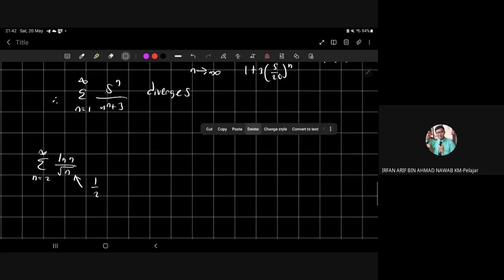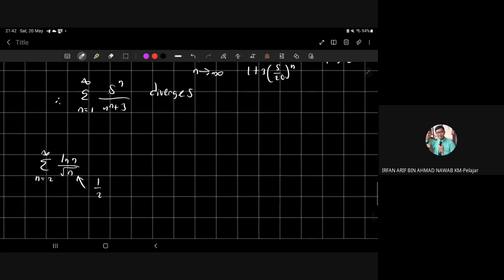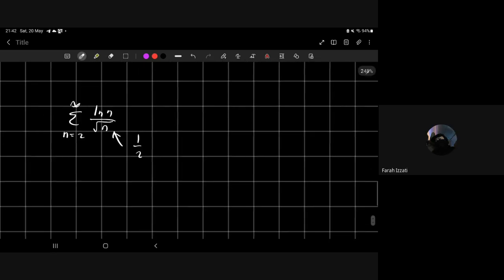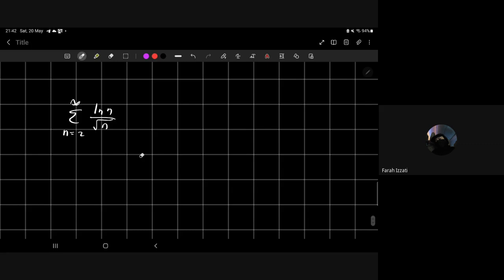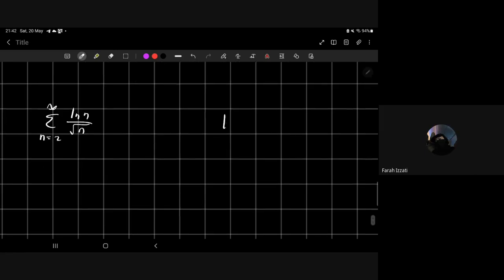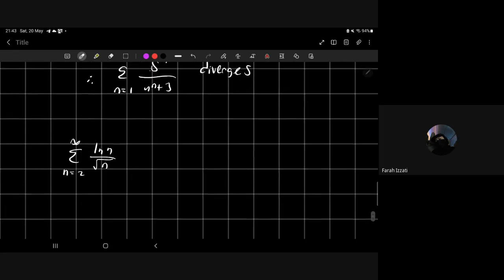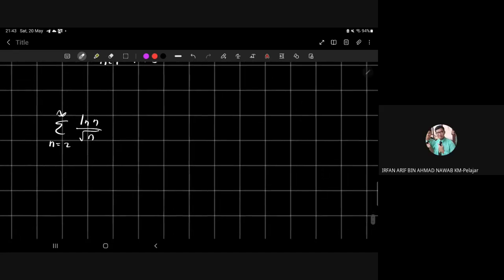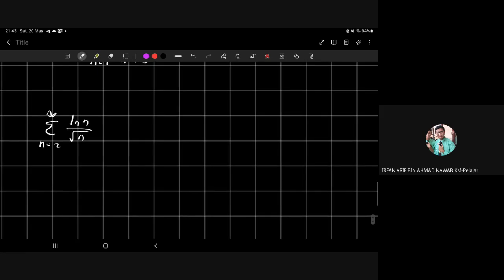However, we can use the integral test. But have you applied the integral test? Yeah, but I was confused on how to integrate ln n over square root of n. Change it to x. ln x over square root x. I see. But yeah, I just remembered we could use the integral test.